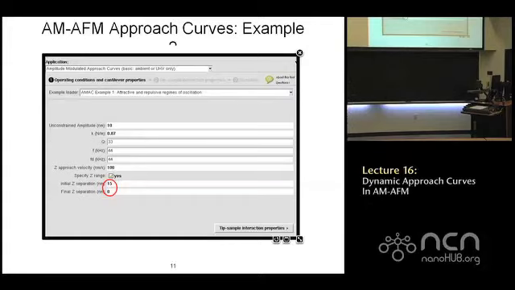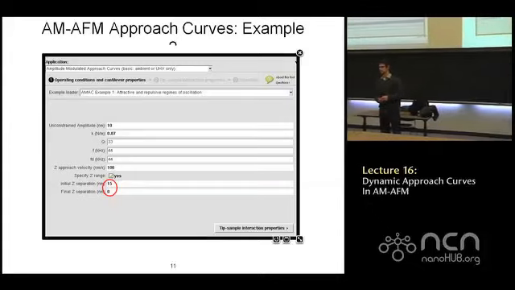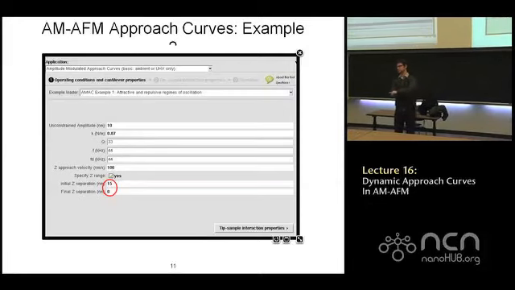The one other big deviation we see a lot in experiments is that the piezo isn't doing exactly what we told it to. So the Z piezo, which we're approaching with.